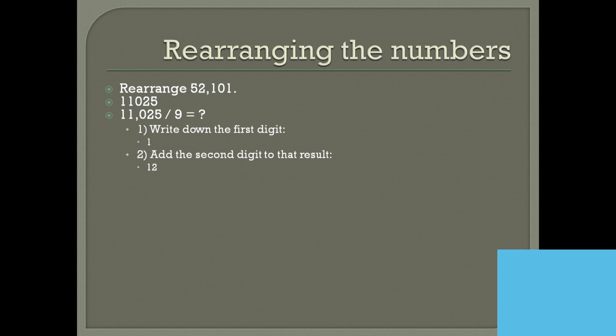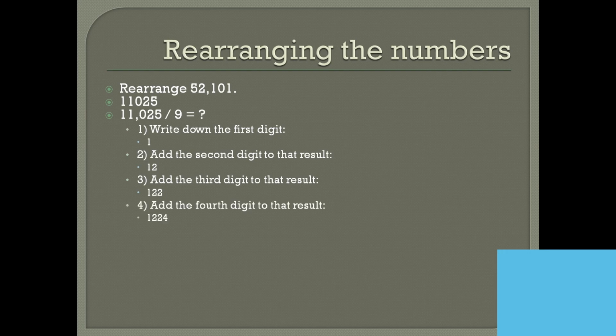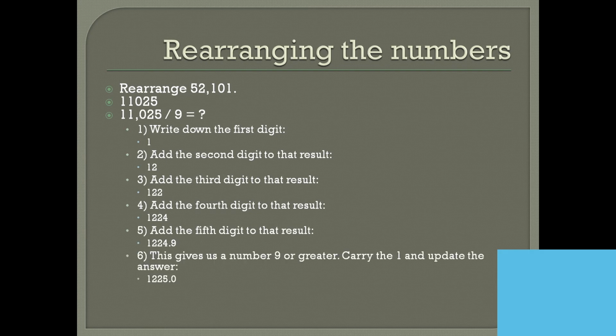2 plus 0 is another 2, so we just write down 1, 2, 2. Then 2 plus 2 is 4, so we have 1, 2, 2, 4. And finally, 4 plus 5 is 9. So we carry the 1, and we get 1, 2, 2, 5. Now you can multiply 1225, that's 1,225, by 9, and you see that it does indeed give you 11,025. So this is working. Now you might wonder how to do this division trick when the 9 happens earlier rather than at the last digit.